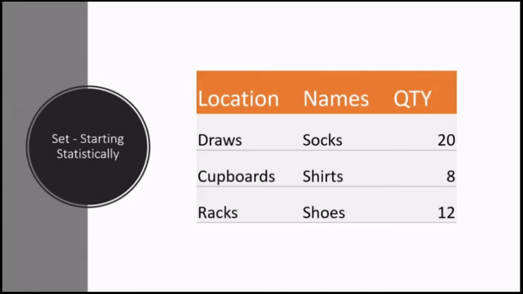I've written down a location, I've written down the name of the item and the quantities there. So in this case we've got drawers, cupboards and racks for location, socks, shirts and shoes for item names. As we can notice, the quantity of socks is 20, so we can analyze this in much further detail to see if it's actually a good place to set these socks inside the drawer.